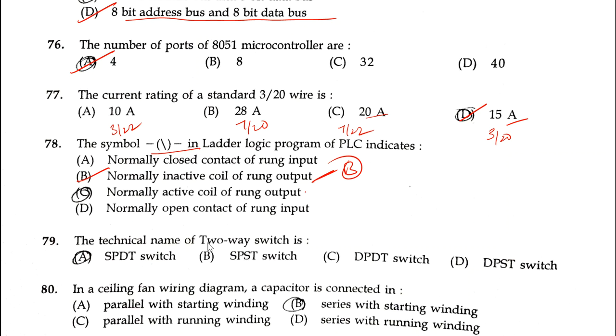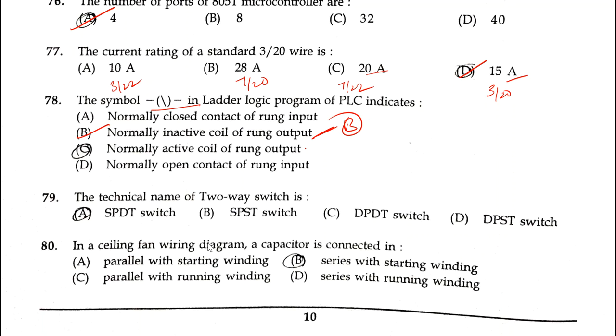Next one, the technical name of a two-way switch is. The two-way switch is a single pole double throw switch. Generally we use the two-way switch in washrooms or bathrooms, because we have to turn on and off from the inside and outside. When you are doing lab experiments, especially with machines, we use a double pole double throw switch. Double pole means we have plus and minus, and double throw means you can move either toward the top or the bottom, so you can change the connections here. A double pole single throw switch is the same.